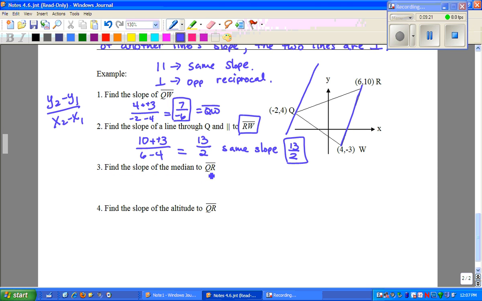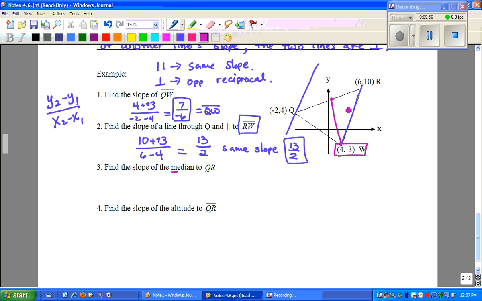Okay. 3, find the slope of the median to QR. Okay, let's change colors here. So we want the median to QR. So the median means that the line starts with M, so I told you median was middle. So we want the middle to QR. So here's QR, so we want to find where the middle is for it. Okay, so we want to find the slope of the purple line. Well, we have this point to help us find the slope, but we need this point over here. Can we find that point? If you said yes, you are correct.